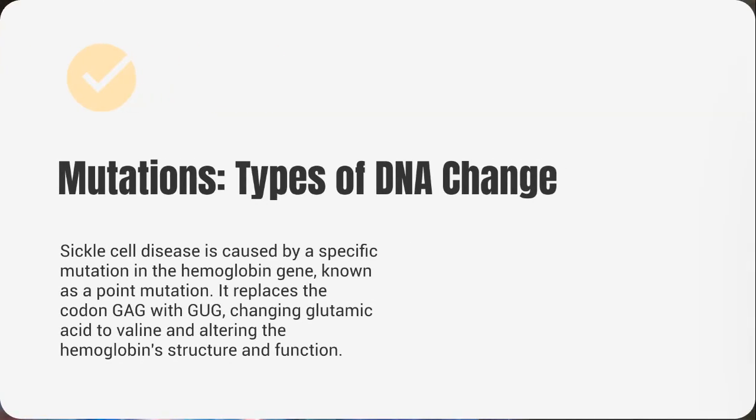Mutations. Well, there are different types of mutations. Sickle cell disease is caused by a specific mutation in the hemoglobin gene, and that's known as a point mutation. It replaces the codon for GAG with GUG.